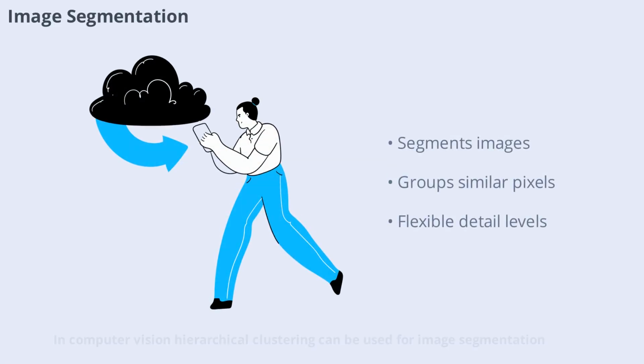In computer vision, hierarchical clustering can be used for image segmentation. By grouping pixels with similar colors or textures, you can divide an image into meaningful regions. This technique is valuable for tasks like object detection, medical imaging, and photo editing. The hierarchical approach allows for flexible segmentation at different levels of detail, depending on the application.